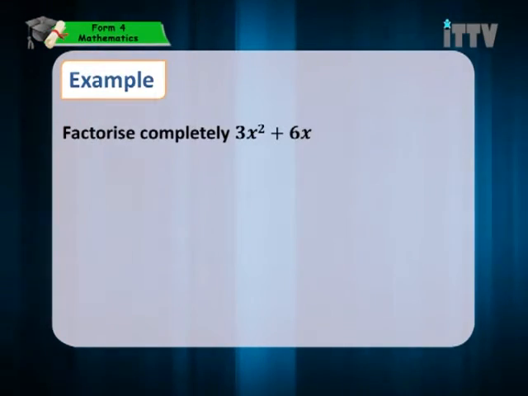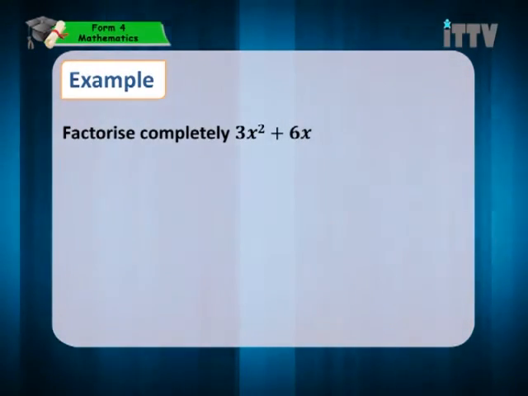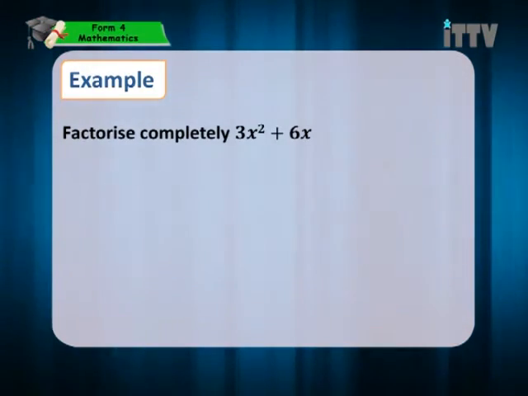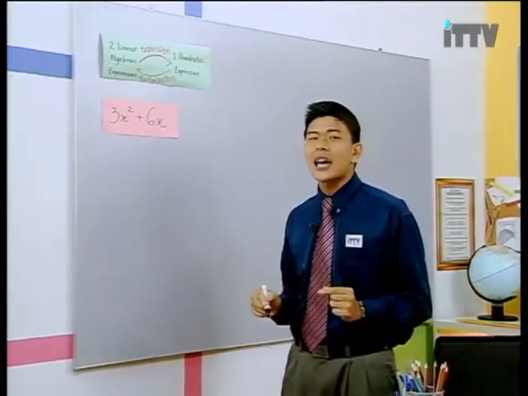Alright, let's look at this example. Factorize completely 3x squared plus 6x. We're going to move to the board for this. Alright guys, this is type 1.